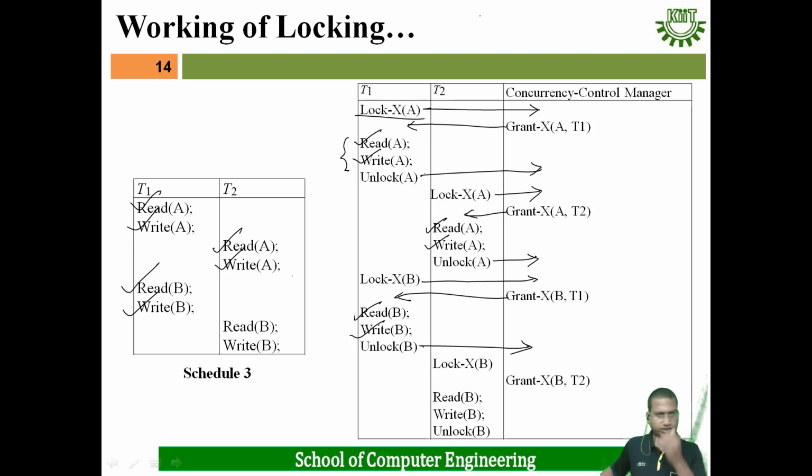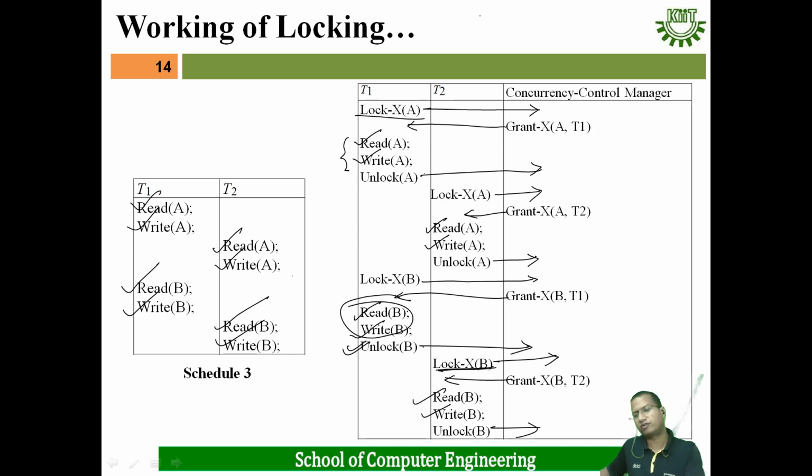After some time, suppose T2 wants to execute read B and write B. Before that, first it will request an exclusive lock X on B to the concurrency control manager. As no lock is previously applied, that means whatever lock has been applied here has all been unlocked, it will grant the lock. Then the read write operation will be executed, then unlock B will be executed. In this way the locking protocol works.